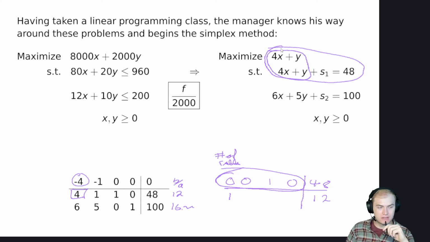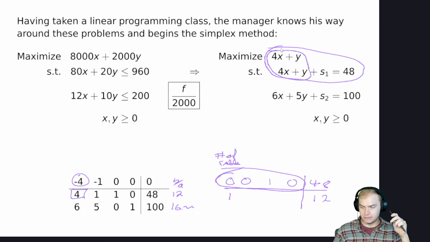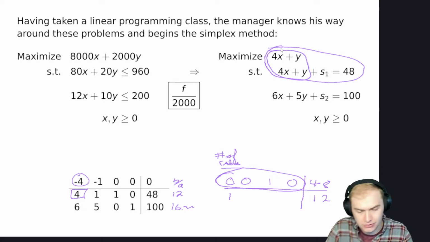Neither of these things necessarily mean that there are definitely multiple optimal solutions. You could have a degenerate point. You could have some redundant constraints. But it's signs that there could be multiple optimal solutions.